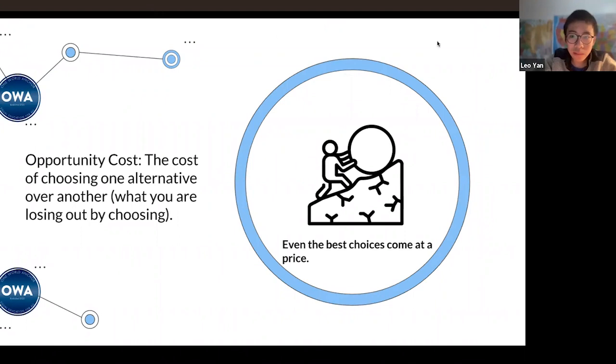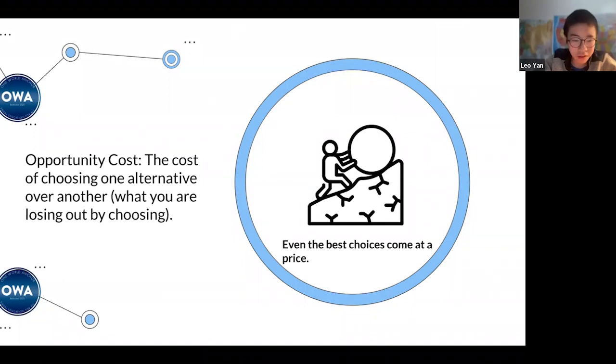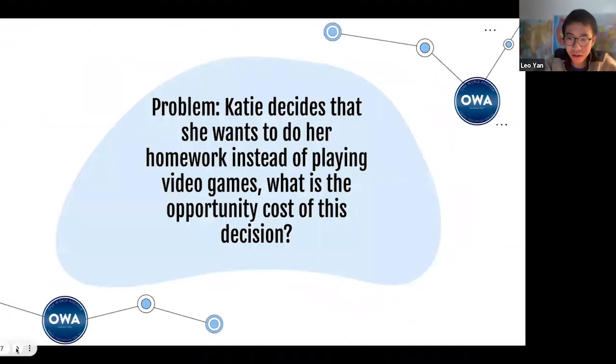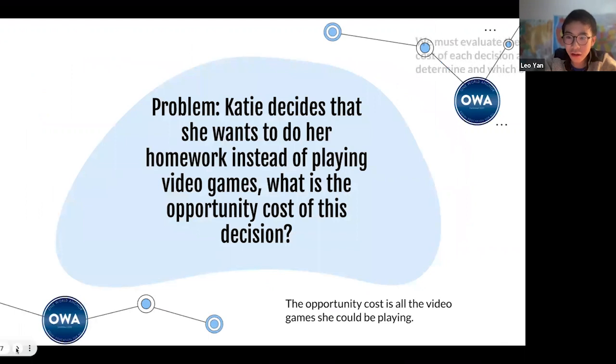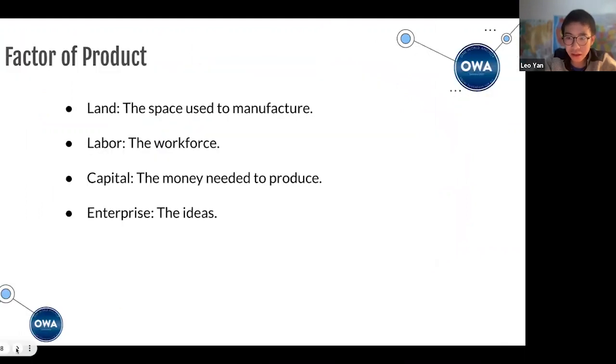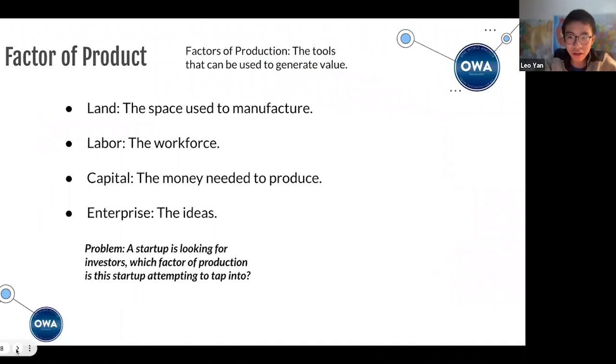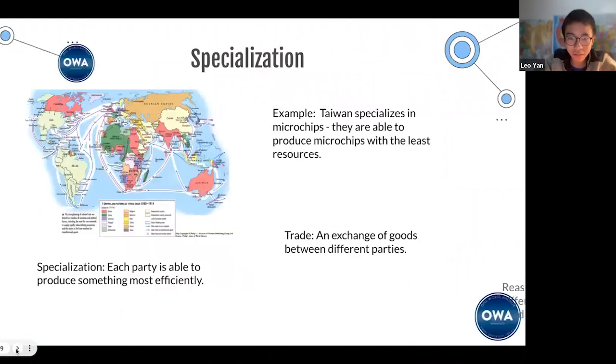So what this means is that it doesn't matter if you're making a good decision or a bad decision. It's all going to come at a price. You're always giving up something. So you will be giving up something regardless of what you did, and you would be losing something regardless of whether or not your decision is actually good.